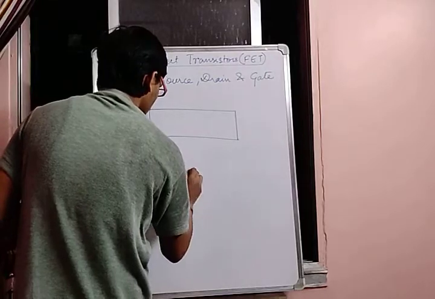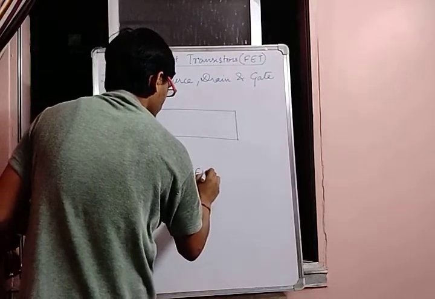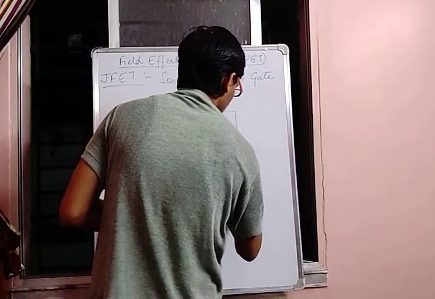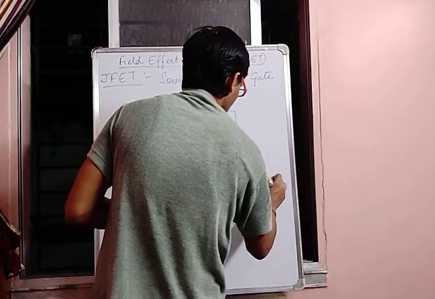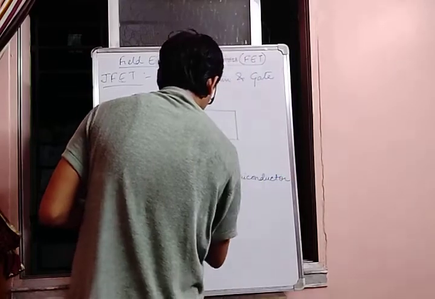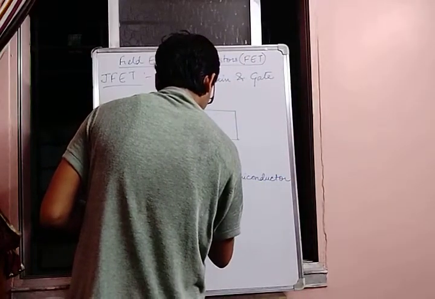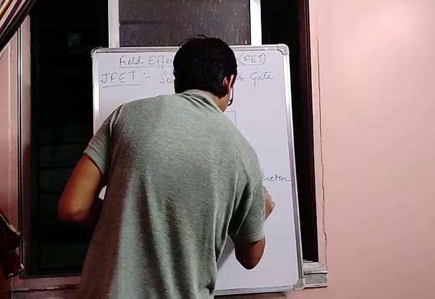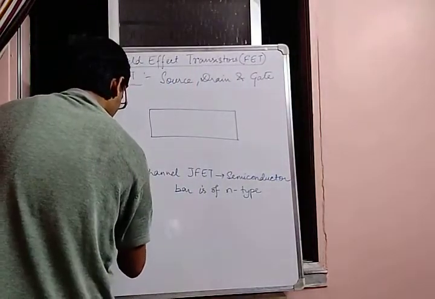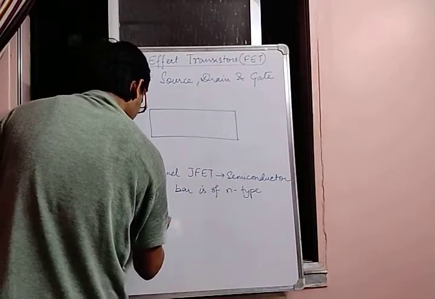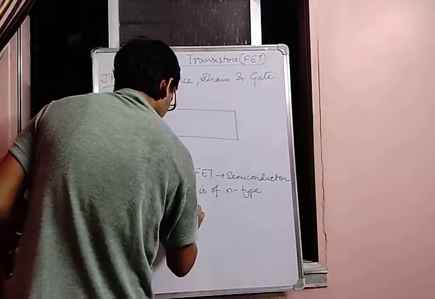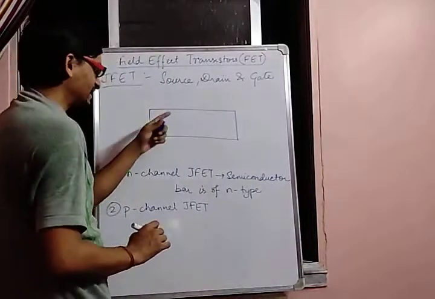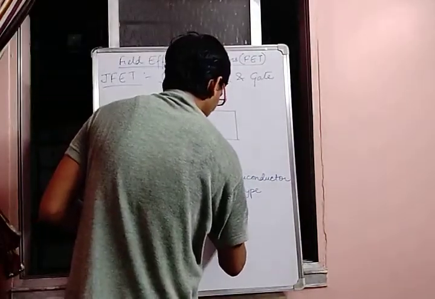In the case of the N channel JFET, the semiconductor bar is of N type, and the other is the P channel JFET. In the case of the P channel JFET, the semiconductor bar is of P type.